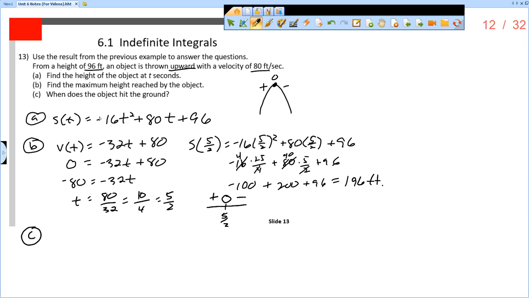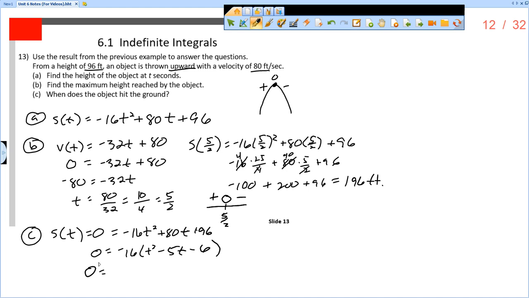All right, when does the object hit the ground? Well, what does hit the ground mean? It means that the position is 0. So s of t equals 0. And so we set s of t equal to 0. That would mean negative 16 t squared plus 80 t plus 96 equals 0. So the first thing that I would do is factor out the negative 16. So I have t squared, and 80 divided by 16 is, sorry, that should be a minus 5 t, and then a minus 6. All right, and so now I can factor.